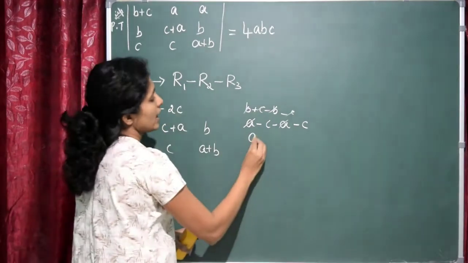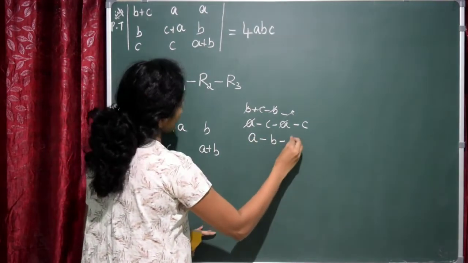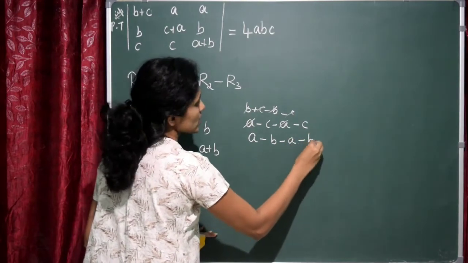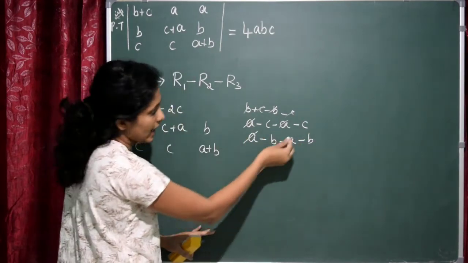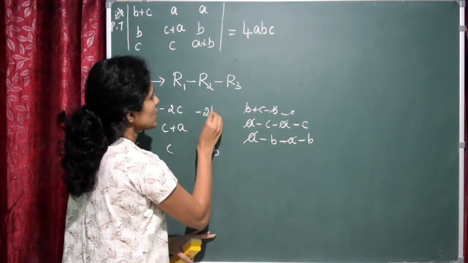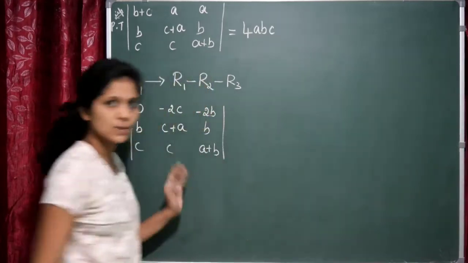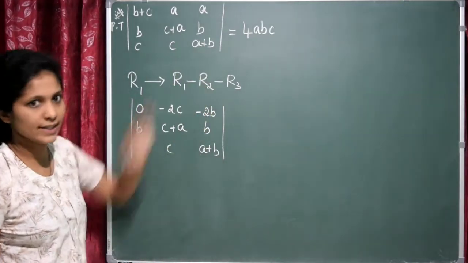The third one will be a minus b, minus a and again minus b. So which one will get cancelled? Plus a and minus a, and minus b and minus b will be equal to minus 2b. Right? So now we directly expand this one. If you expand this one, you will get that answer.